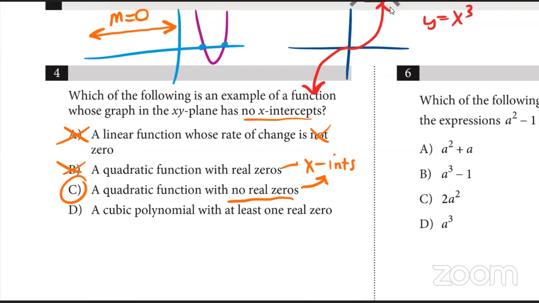Okay, so a cubic polynomial will definitely have an x-intercept because it goes infinitely up and down. So at some point, it would be crossing the x-axis. So the answer to number 4 is going to be C.